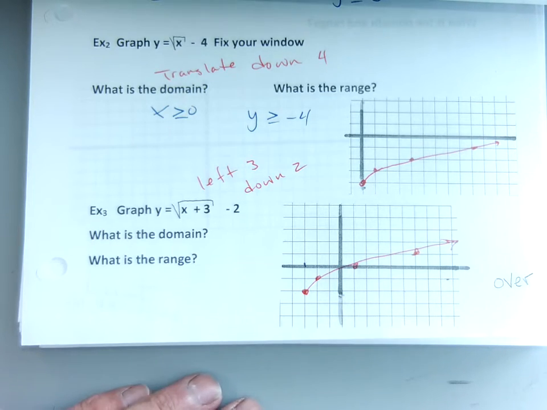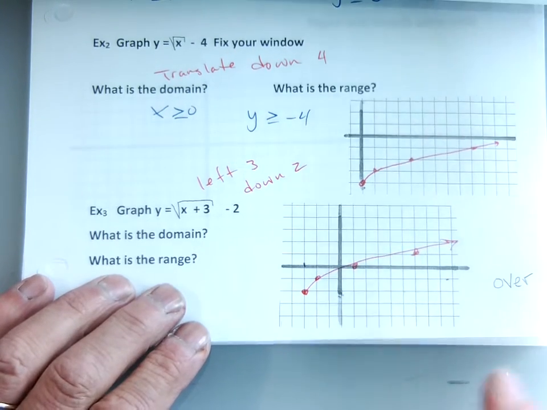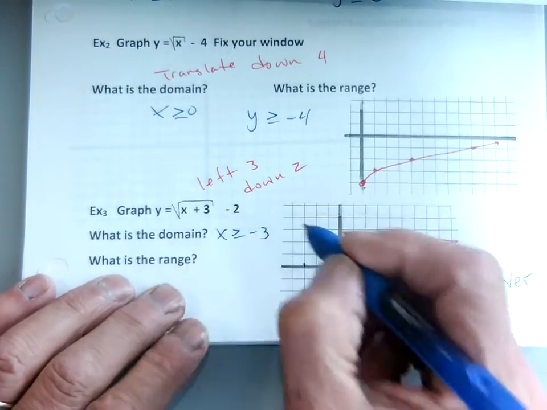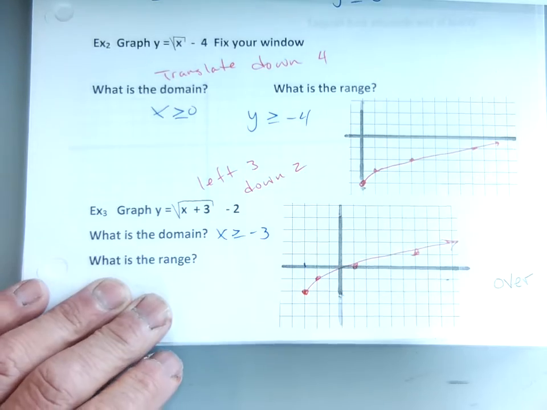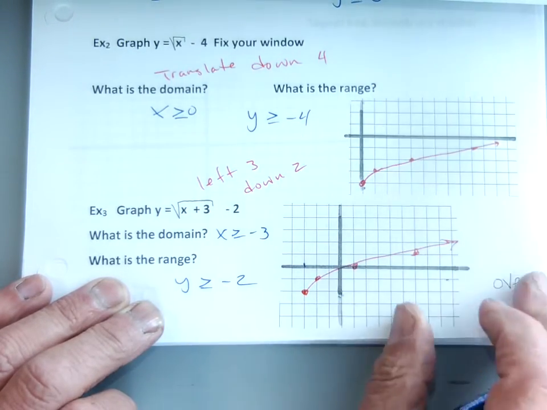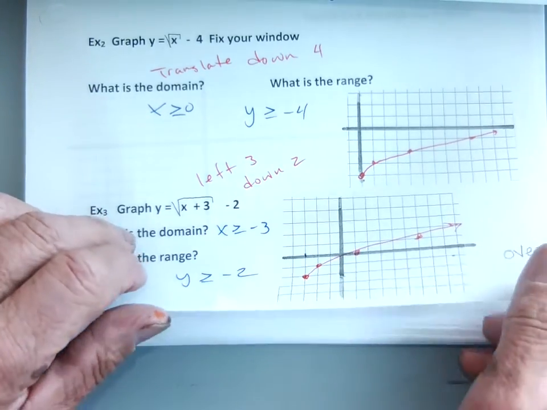Domain. X is greater than or equal to negative 3. Yes. And what's the range? Y is greater than or equal to negative 3. Awesome. Easy? Okay. Yes. Turn the page.